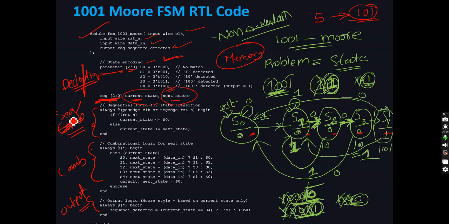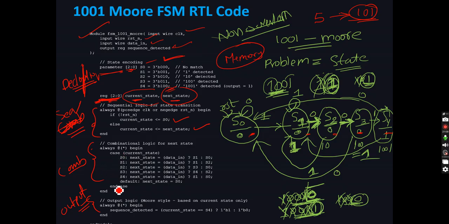As I said before, the FSM contains sequential, combination, and output logics. The sequential logic is always triggered at the positive edge of the clock, and at the negative edge we do the reset, since it is an active low reset. Industry follows active low reset only. If we do the reset operation, the current state is assigned S0, or else the current state is assigned the next state. This is the simple sequential logic.